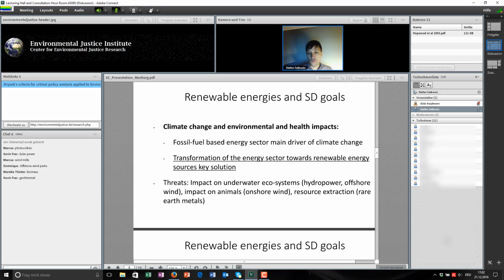And then we have also resource extraction. The fact that renewable energy technologies are technologies means that in order to develop and produce them, we need certain resources, right? Particularly problematic here are rare earth metals, which are used to produce solar PV panels, but also in producing wind turbines.